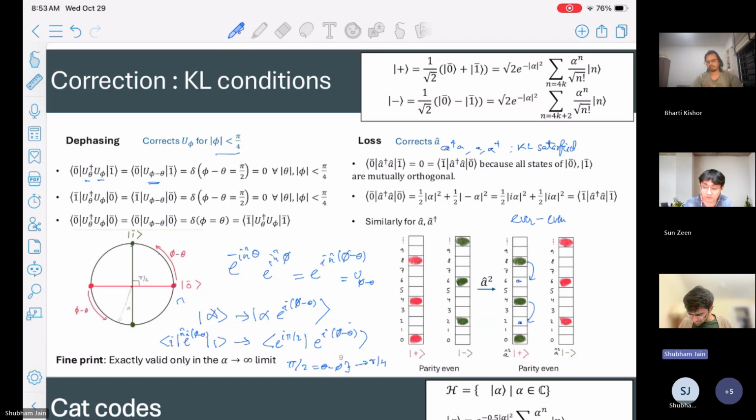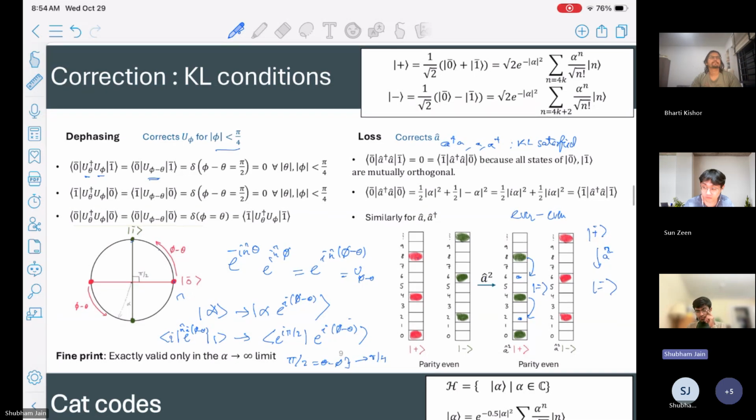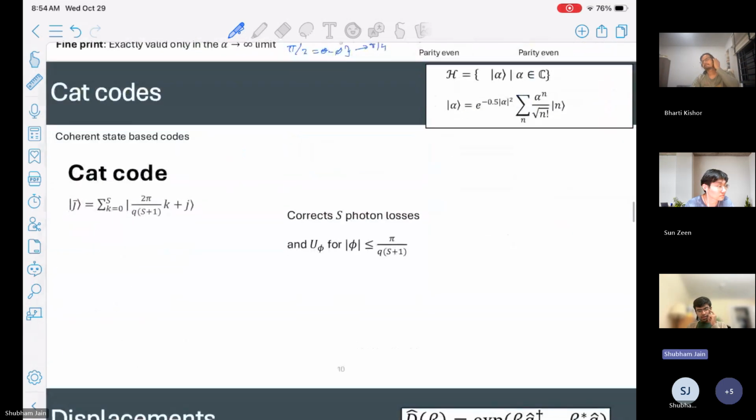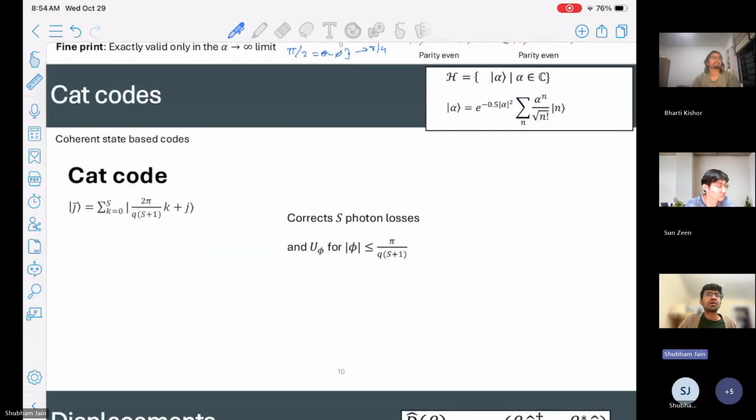And this blue one was actually the one minus state. So the plus state has actually gone to the minus state because of the action of these two photon loss errors. And so we cannot correct against two photon losses, only one. Right. Then, like the binomial codes, these also have a more general analog where you can protect against more errors.